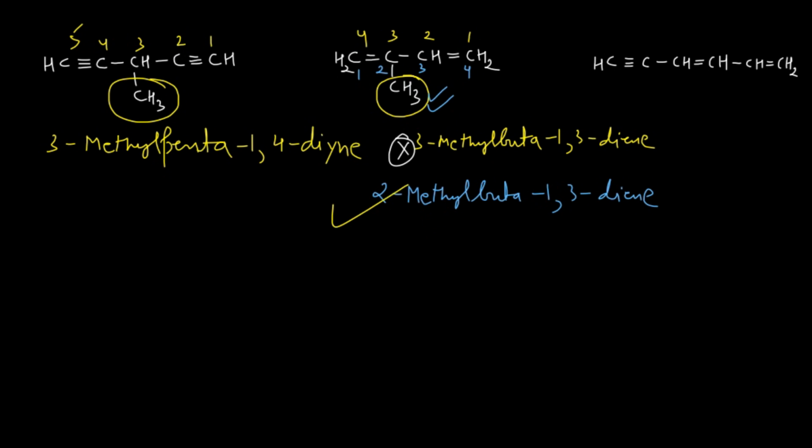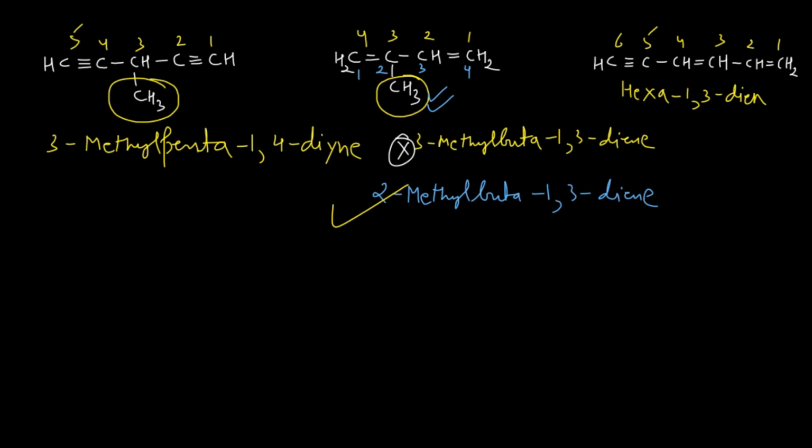Now this is your next problem, right? Say this is 1, this is 2, this is 3, this is 4, this is 5, and this is 6. How many carbons are there? 6. So you write hex and you will write the A here, right? And at position number 1 and at position number 3 you are having ene. 2 locants I am using, so this is di, right? This is a trick. And you will write the ene, the terminal E will be dropped from here.